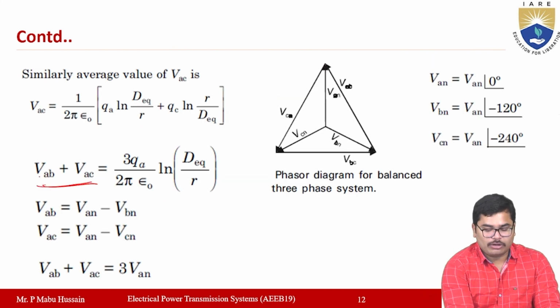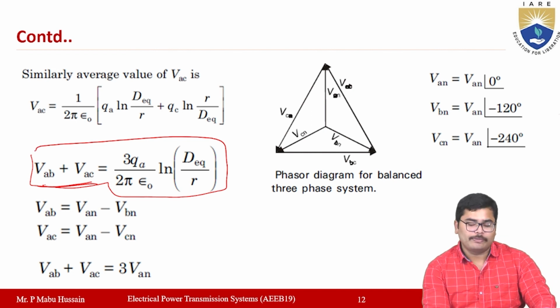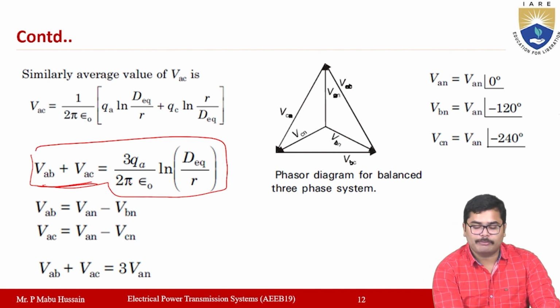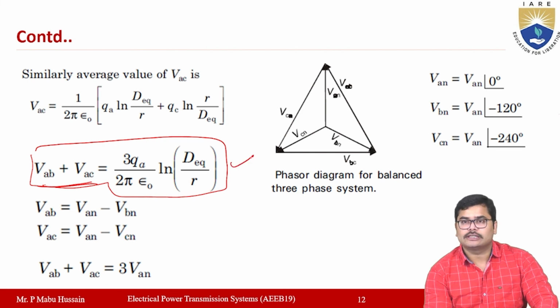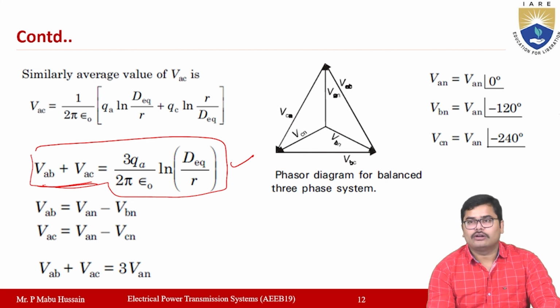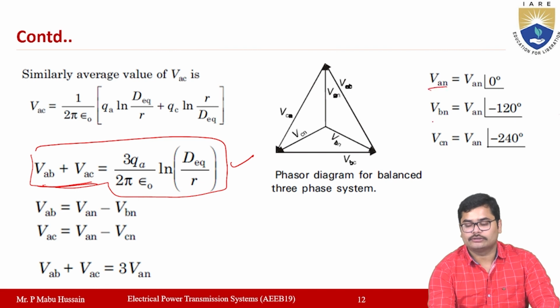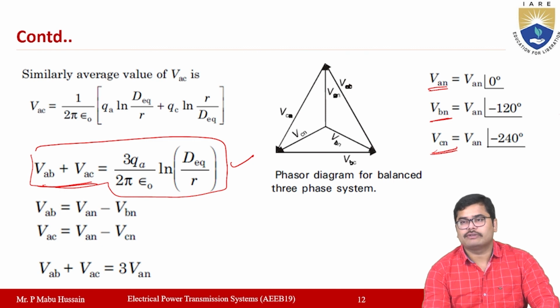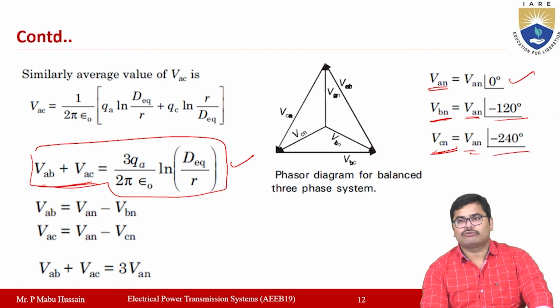So if you sum VAB and VAC, you will get 3 QA by 2 pi epsilon naught into ln D equivalent by R. So this equation you will get. Again, you have to remember the balanced 3-phase system voltages, in which the per phase voltages are VAN, VBN, VCN. VAN is the reference, which is VAN at an angle 0 degrees, and VBN and VCN will have the same magnitude as VAN: VAN at an angle minus 120 degrees, and VAN at an angle minus 240 degrees.